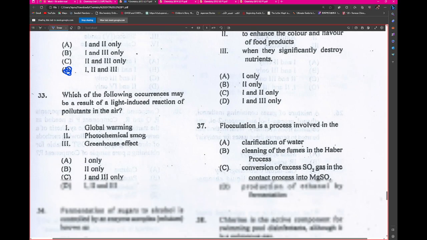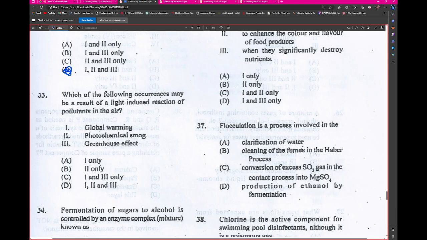33. Which of the following occurrences may be a result of the light-induced reaction of pollutants in the air? B, as in boy. So we say 1 and 3. So why not photochemical smog? How is that created? No, I said B. Oh, you're saying photochemical smog alone? Alright. So light-induced reaction, alright.